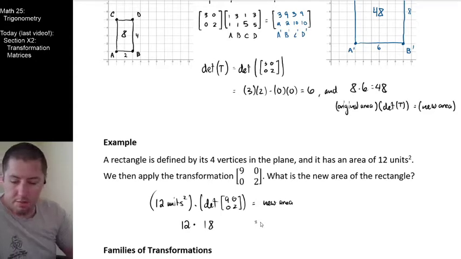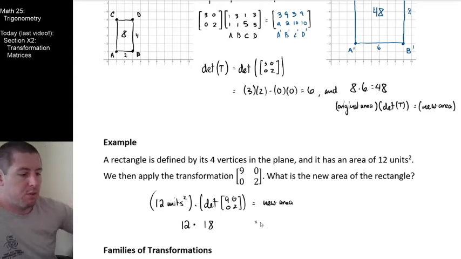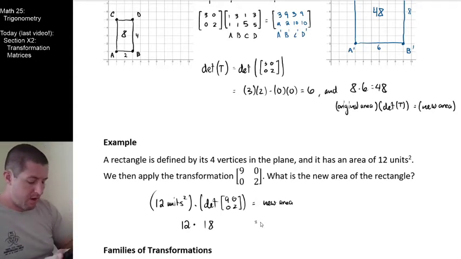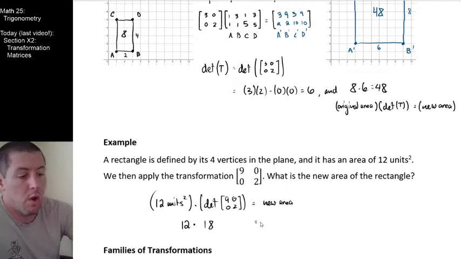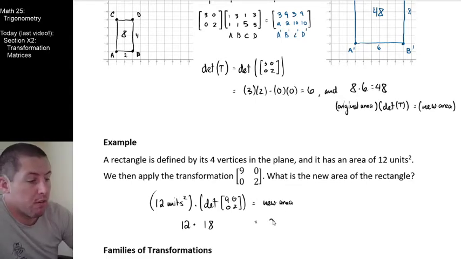And if we do 12 times 18, oh crap, I don't know if I can do 12 times 18 in my head. Or rather, I can, but it's hard when I'm talking and writing at the same time, and I'm going to get 216 seems to be the new area of the new rectangle right here. So this is a nice practical thing.